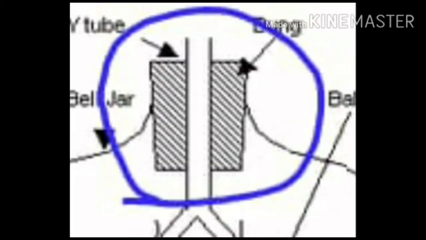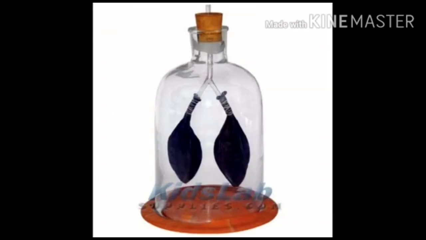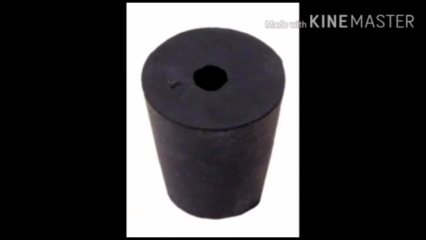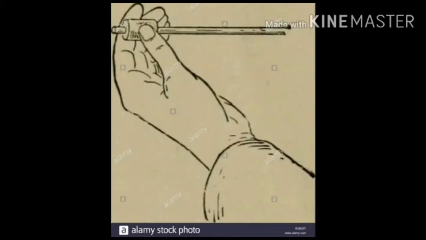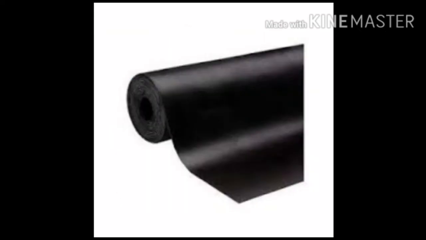Now cap the bottle with cork. Then put the tube attached to the balloons inside the bottle from its opening bottom. Make a hole in the cork and pass the open end of the tube outside the bottle through the hole. Now tie a rubber sheet at the bottom of the bottle tightly so that no air passes through it.